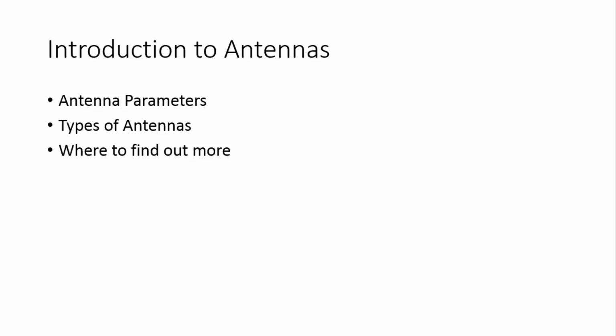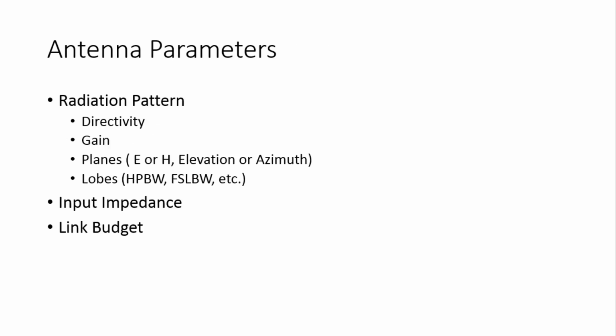Introduction to Antennas, in which we are going to see antenna parameters, types of antennas, where to find more antennas, and the threshold areas where we are going to use the antennas. So, antenna parameters: radiation pattern, directivity, gain, planes, E or H, elevations or azimuth angle, lobes, input impedance, and link budget.